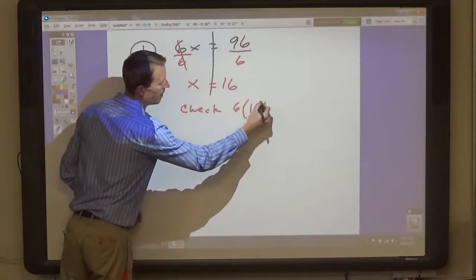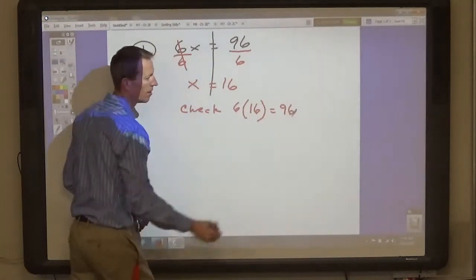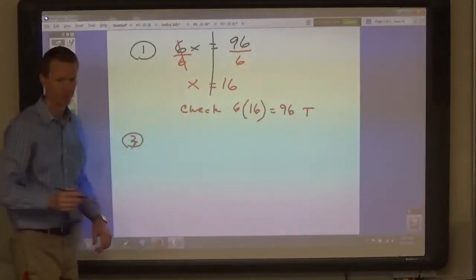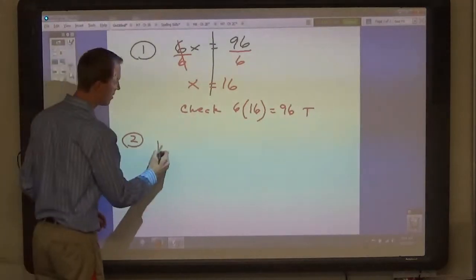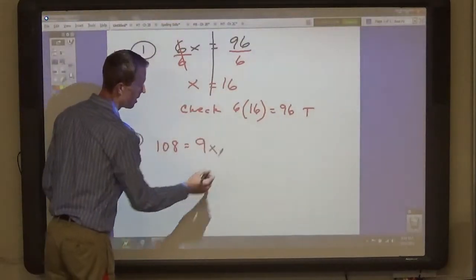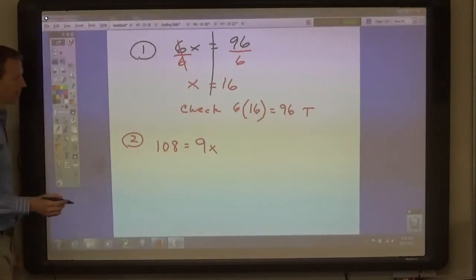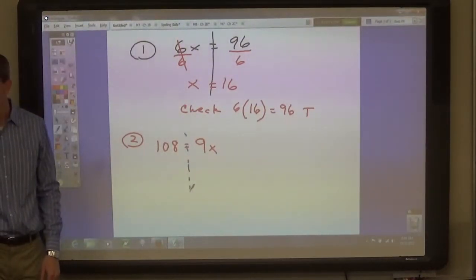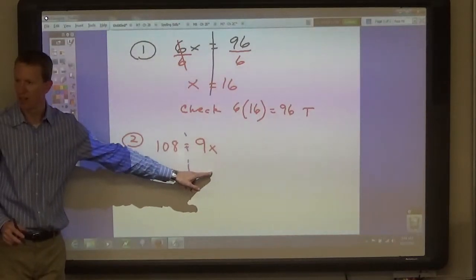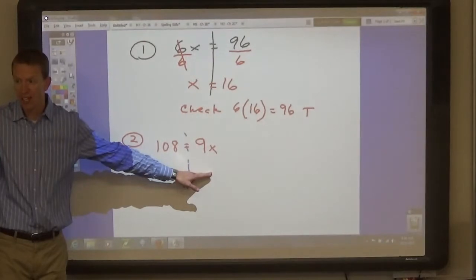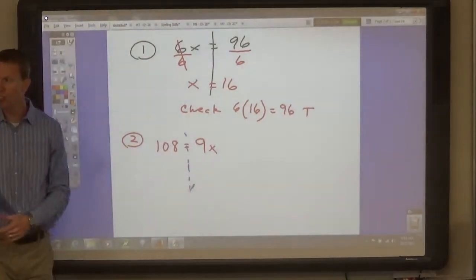Finish this. Check it. 6 times 16 equals 96. That's true. Go on to number 2. 108 equals 9 times x. Start on the side with the variable. Listen, we have to prove these. We've talked about this ad nauseum. You have to prove the answer by using the rules of math.